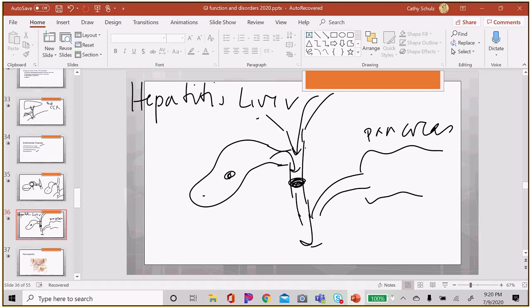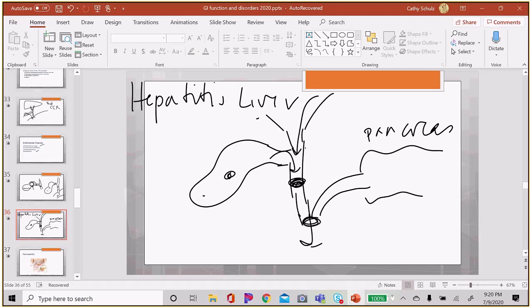inflammation of the liver, which is what hepatitis means. It doesn't have to be a virus. That's one of the causes of hepatitis. But another cause of hepatitis is gallstone hepatitis, where a stone is stuck in the common bile duct and doesn't allow for drainage of bile.